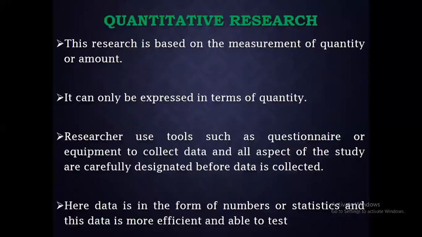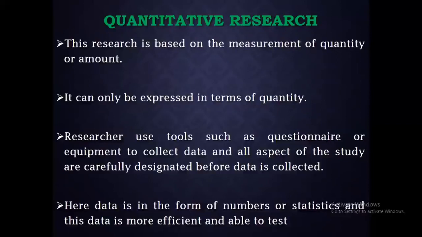In this case, the researchers use different tools as a container or equipment to collect the data, and all aspects of the study are carefully designed before the data is collected. So if someone is doing an experimental study, you can consider that quantitative research. If you're noting down a particular parameter value, that will be considered quantitative research.